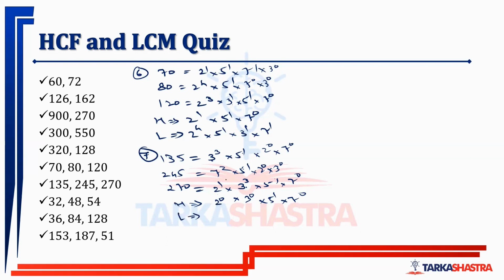If I consider LCM: highest power of 2, 2 raised to 1. Highest power of 3, 3 raised to 3. Highest power of 5, 5 raised to 1. Highest power of 7, 7 square. This will be the LCM.